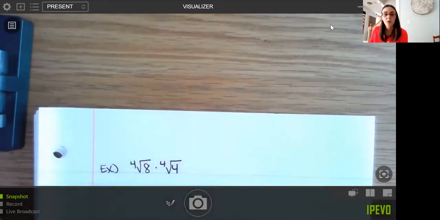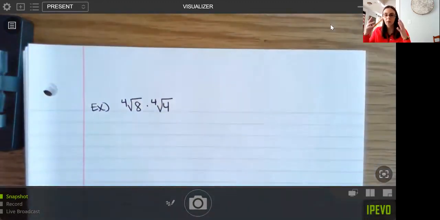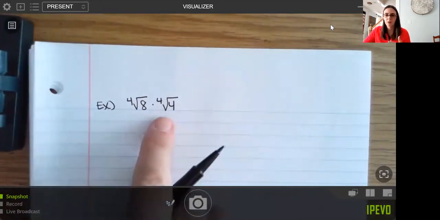Okay. So here I'm dealing with fourth roots. So you're thinking about things to the fourth power. I don't have a value that is a fourth power that's 8, right? 2 cubed is 8, but not 2 to the fourth. 2 to the fourth is 16. I don't have anything that's going to work here.